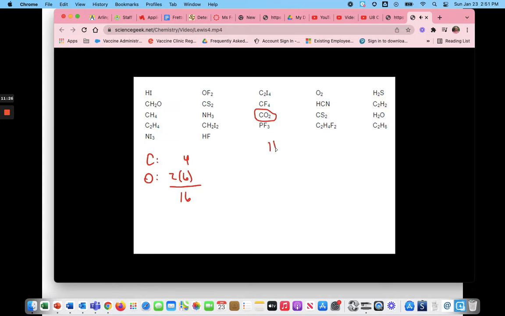Applying the HONC rule, oxygen wants 2 bonds. Carbon wants 4, so carbon is going to be central in this molecule. We'll symmetrically distribute the oxygens on either side. And the first thing we do is go ahead and join this with electron pairs.